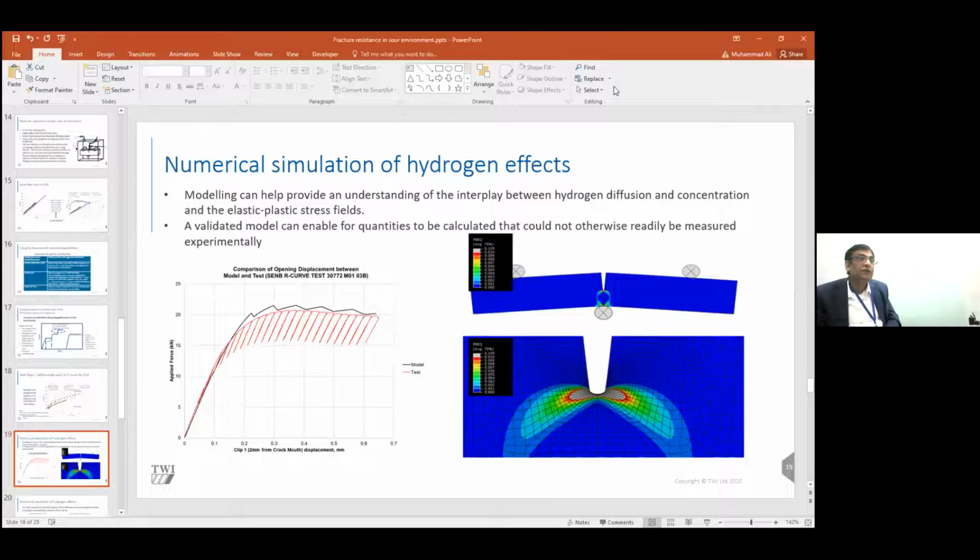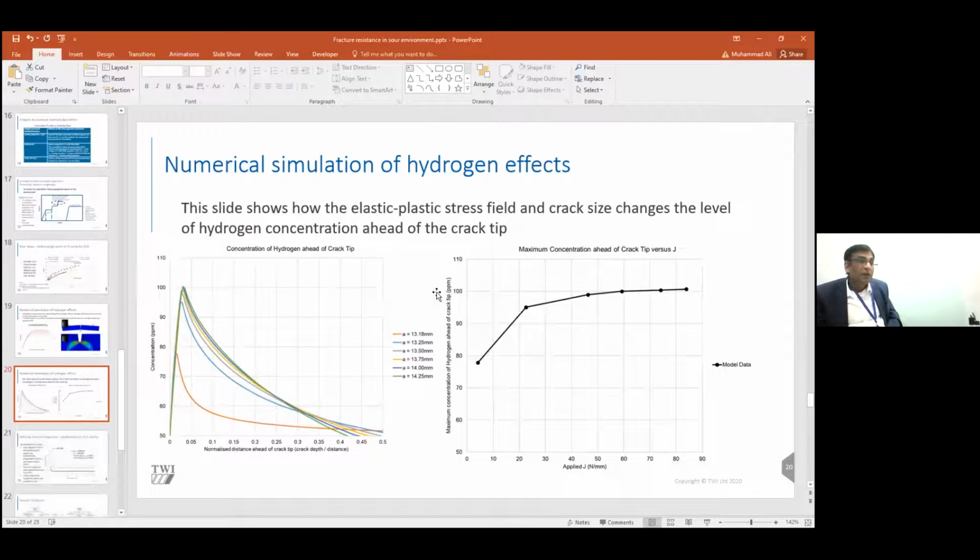elastic plastic stress fields. A validated model can enable quantities to be calculated that could not otherwise be readily measured through a test. If you see that the modeling results were very close to the test results, the modeling can help to define various parameters which are very difficult to determine or to show during a test program. Similarly, some other modeling results showed how elastic plastic stress field and crack size can change the level of hydrogen concentration ahead of the crack tip.